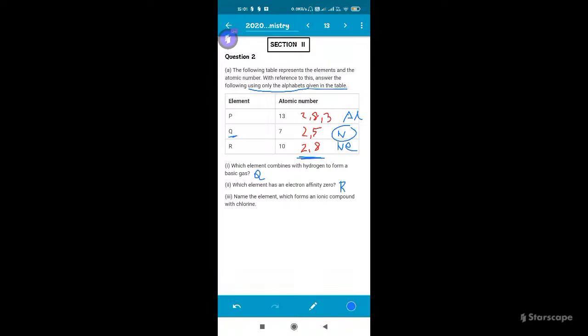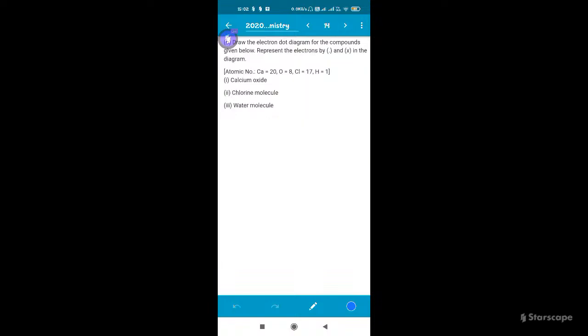Name the element which forms an ionic compound with chlorine. Now it is very obvious from the electronic configuration that the answer will be P, because it has 3 electrons in its valence shell. That means it is a metal, and a metal can only form an ionic bond, right? So the answer will be P. So these are the answers to question number A of question 2. I hope it is clear. Let's move on to the next question.